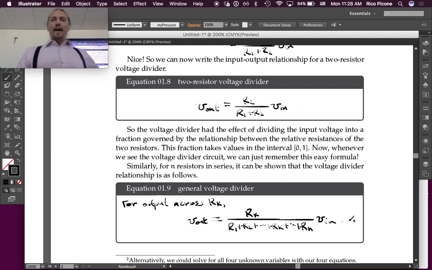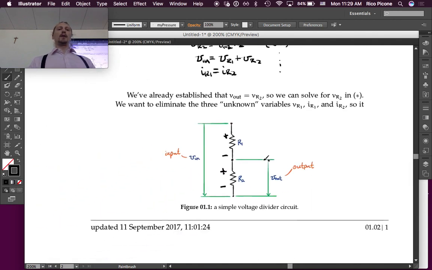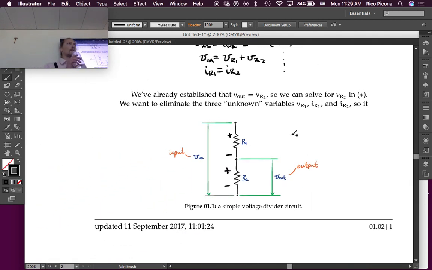Okay, any questions on voltage dividers? Why is it that we can consider V sub R2 equal to V sub out? That was just a decision that we made when we drew the circuit. We could have chosen the output voltage to be R1. It really wouldn't have done us much good to choose it to be the same as the input voltage because we wanted to change it.